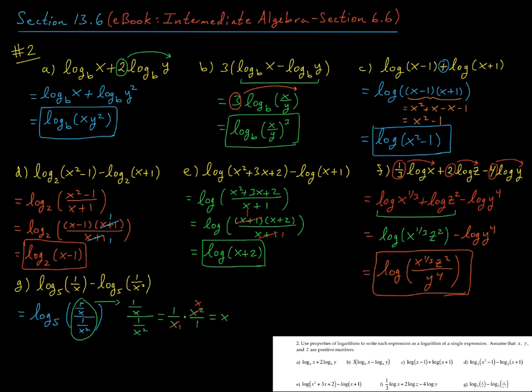So the thing I'm taking the logarithm of here, 1 over x all divided by 1 over x squared, it simplifies to just x. So in fact, that expression is equal to log base 5 of x. And that will do it.